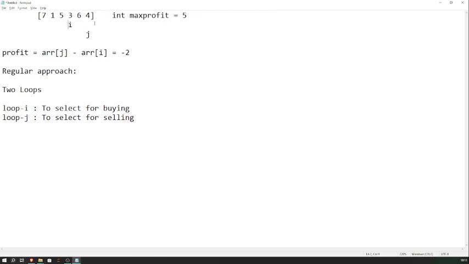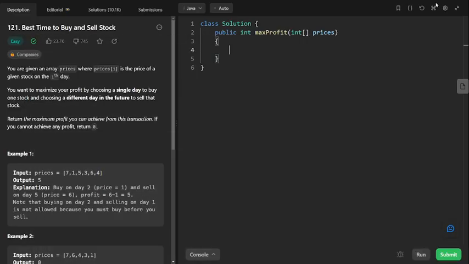I have shown you the dry run, and one thing to remember is j will always start from i plus 1. Let's now code this. So int maxProfit is equal to 0. For int i is equal to 0, i less than prices.length, i plus plus.